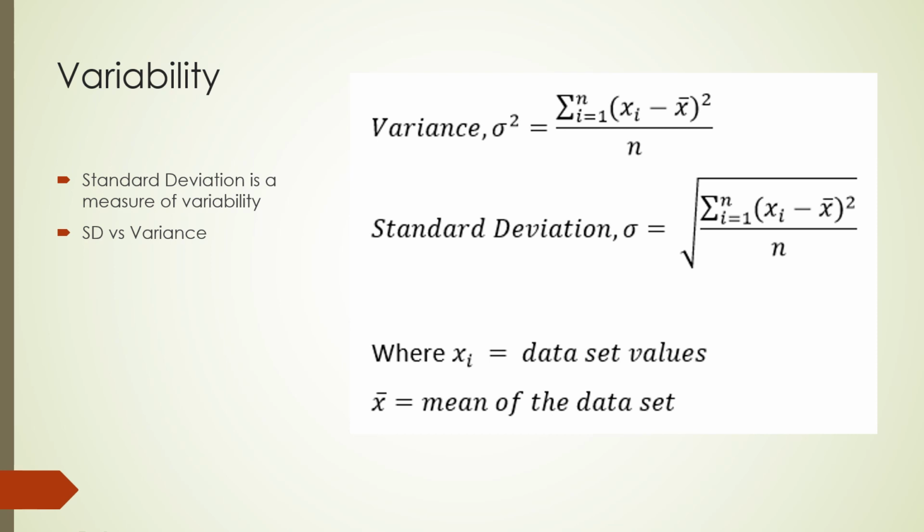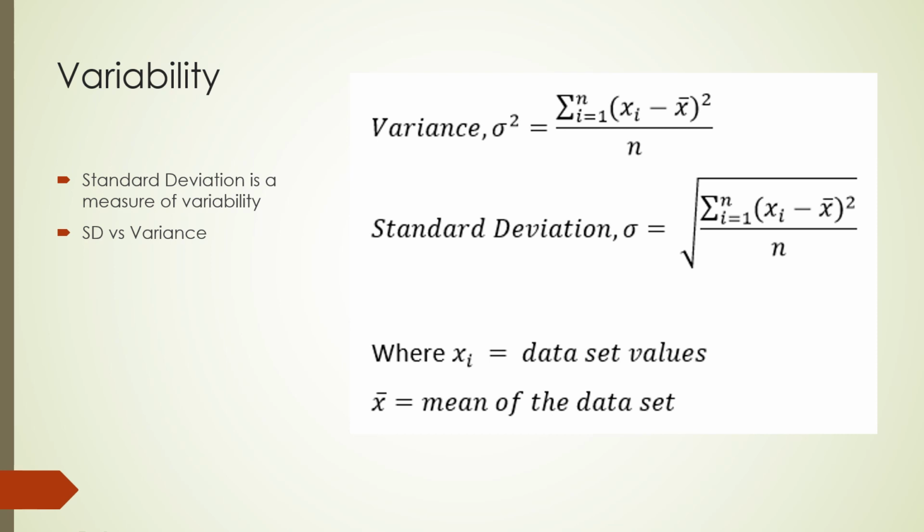The variance, again, is how far and how spread out the data is, and it's represented by sigma squared, and the standard deviation is the square root of that variance. There's a little key here that shows you x1 is the data set values, and this is the mean of the actual data set.